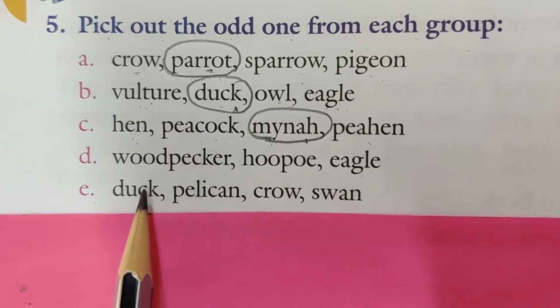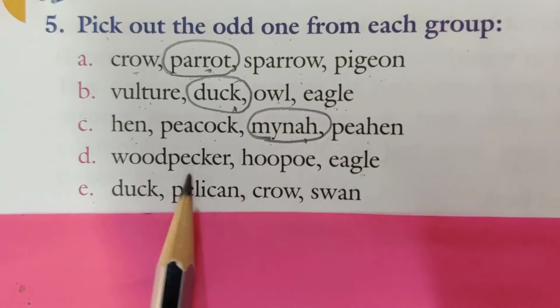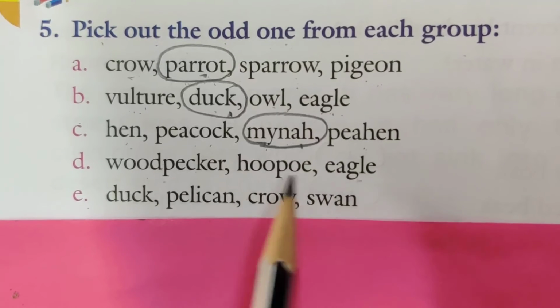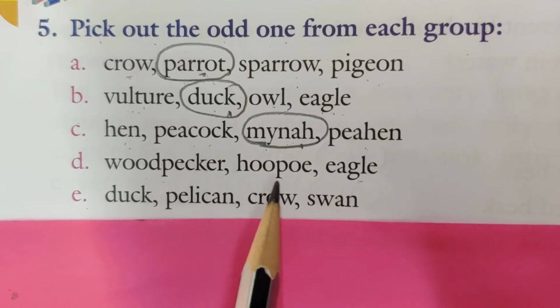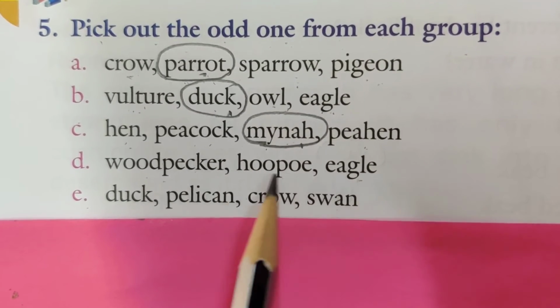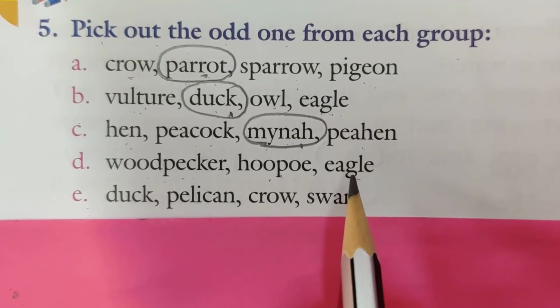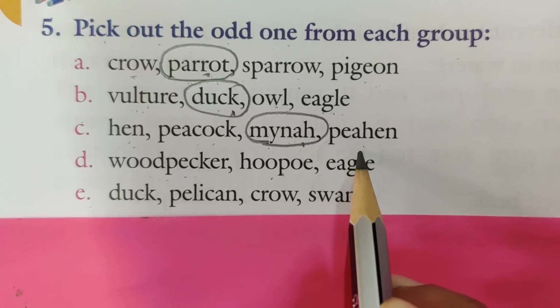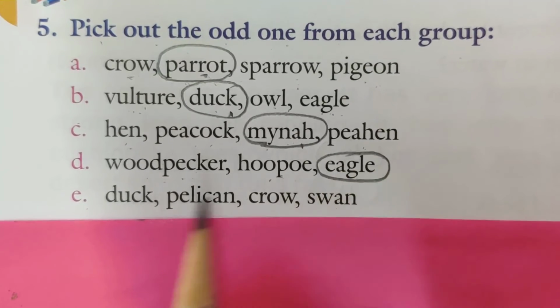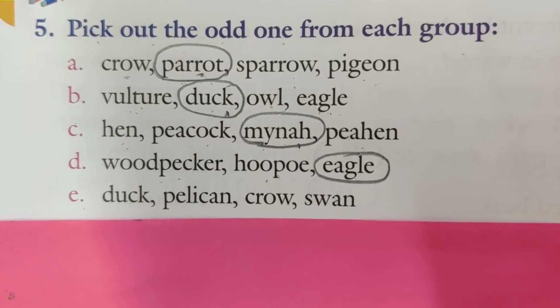Now tell me, Nana. Woodpecker, hoopoe, eagle. In this which is the different one? Woodpecker and hoopoe are the pincer beak. These 2 are the pincer beaks. Whereas eagle is a flesh eater. Eagle is a flesh eater. So eagle is the different one.